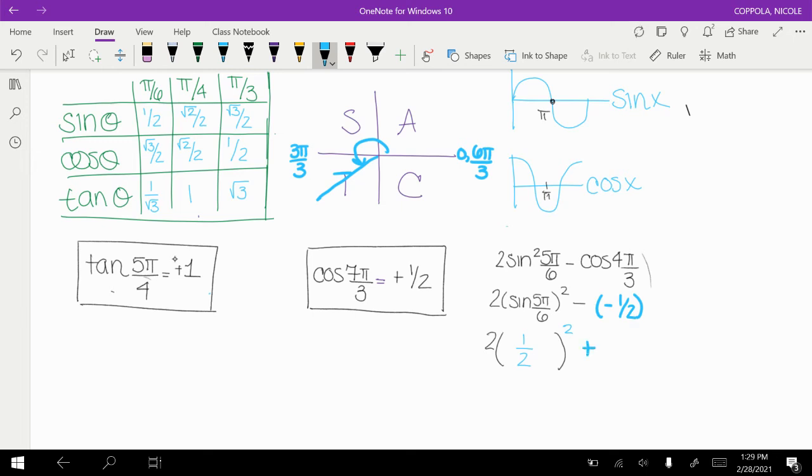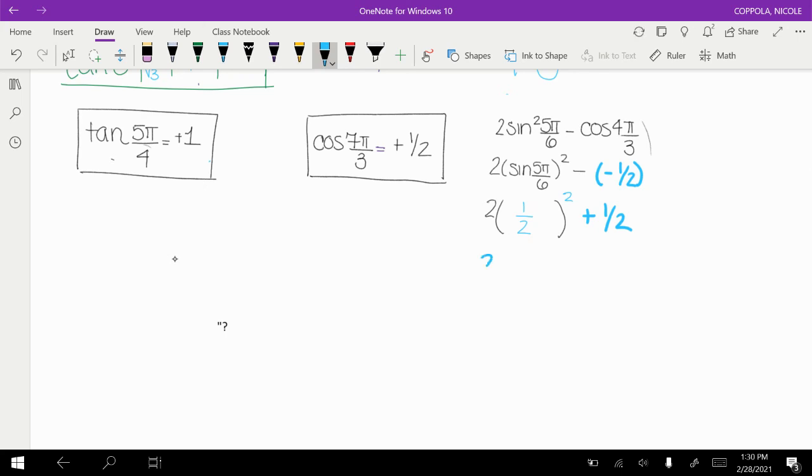Beautiful. So now I just have to do out the math. 2 times 1/2 squared is 1/4, plus 1/2. So I'm ending up with 1/2 plus 1/2, which is 1. Yay! All right, last but not least, what would you do if you had something like this?